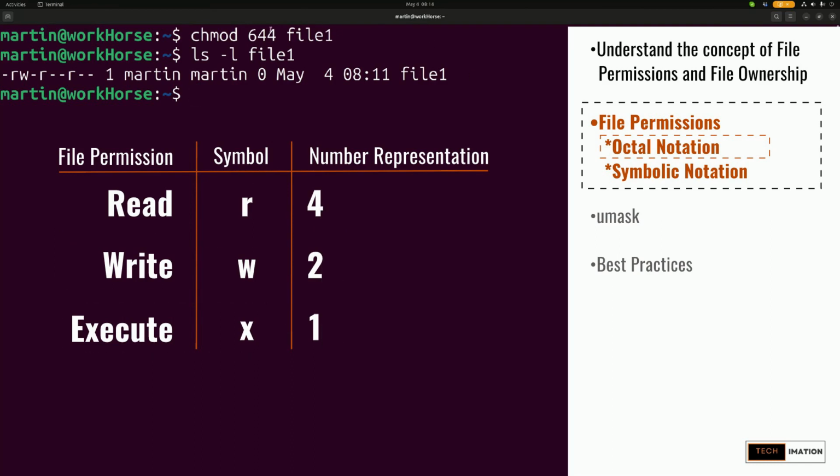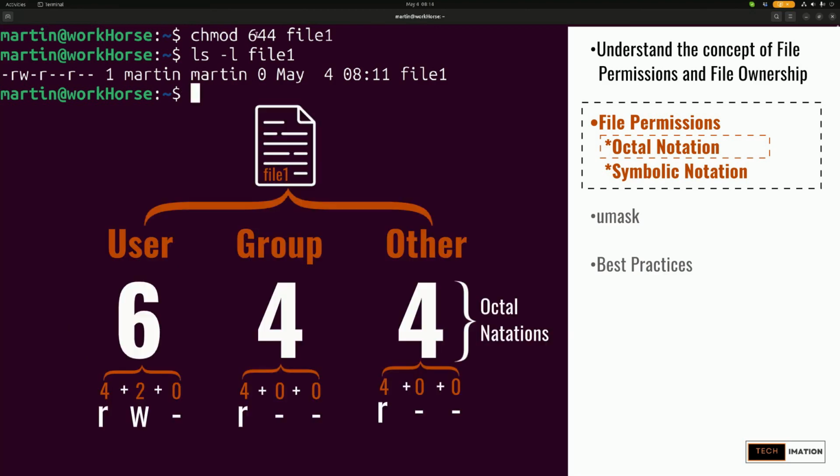So these numbers that you get here, 6 is 4 plus 2. All right, so I'm saying read and write. This is just 4, and this is just 4. So it means just read. So you have read, write, 4 plus 2, 6. Read alone, 4. And read alone, 4.